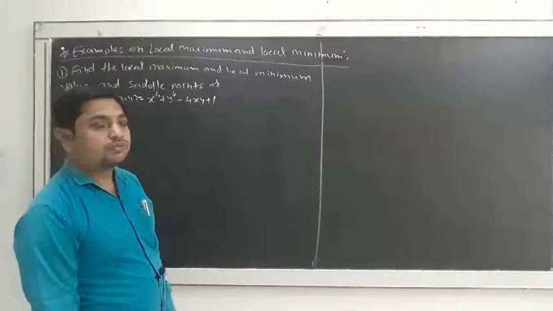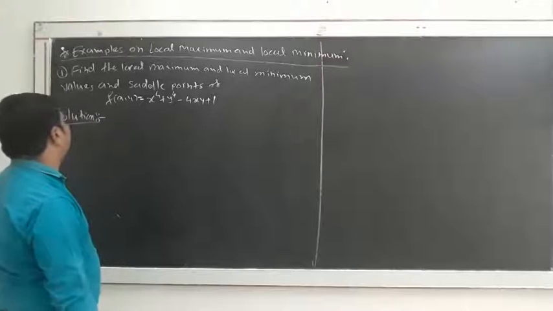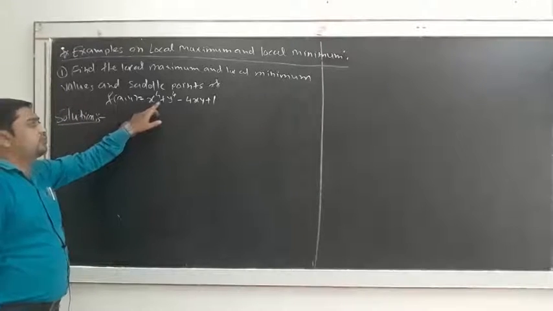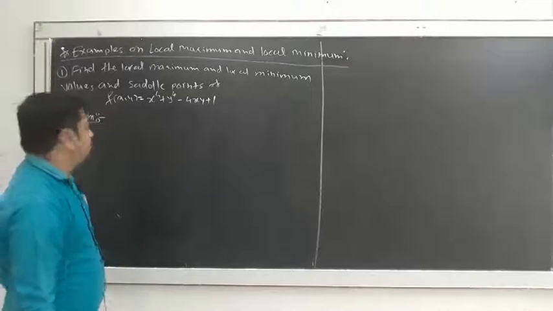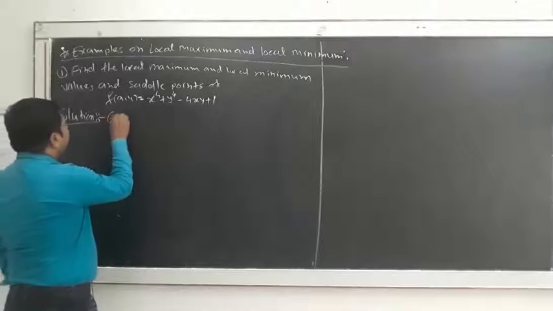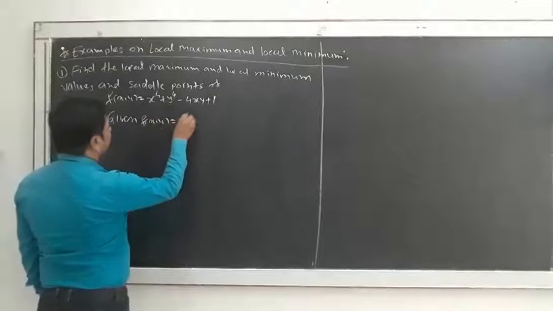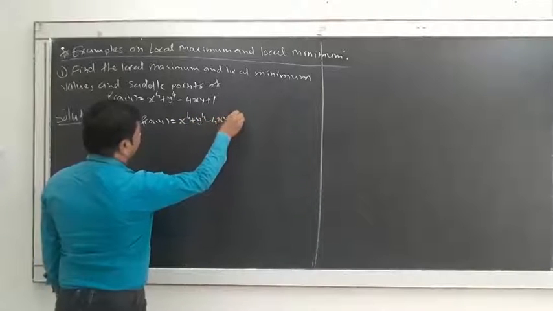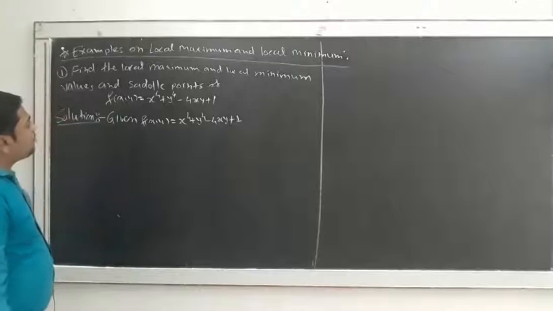We solve the first problem, that is, find the local maximum and local minimum values and the saddle points of the function f of x,y is equal to x raised to 4 plus y raised to 4 minus 4xy plus 1. So what is given? Given f of x,y is equal to x raised to 4 plus y raised to 4 minus 4xy plus 1.